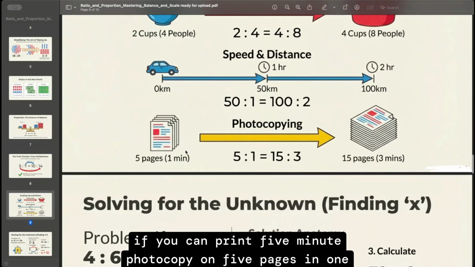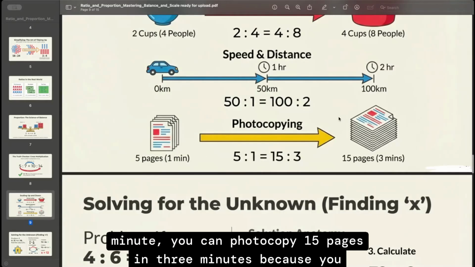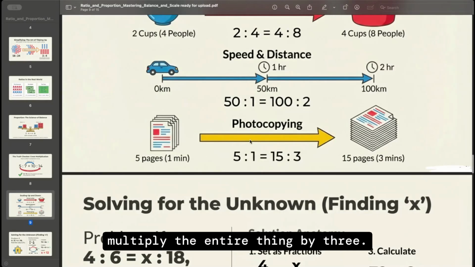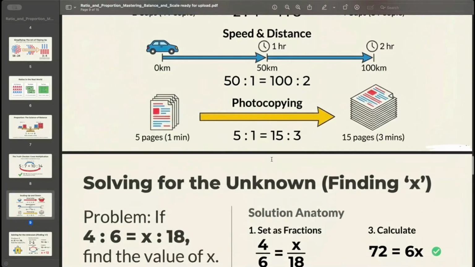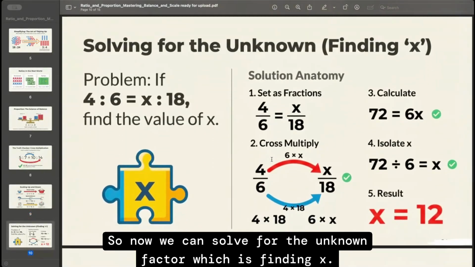So if you can photocopy 5 pages in 1 minute, you can photocopy 15 pages in 3 minutes because you multiply the entire thing by 3. So now we can solve for the unknown factor, which is finding x.